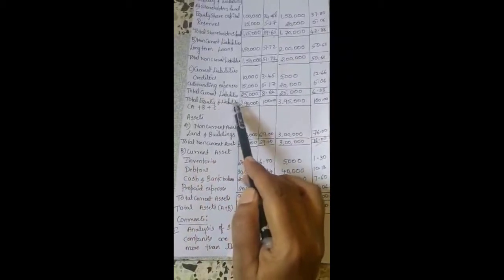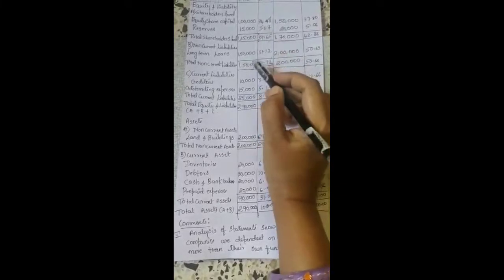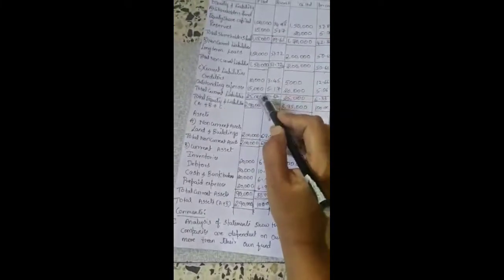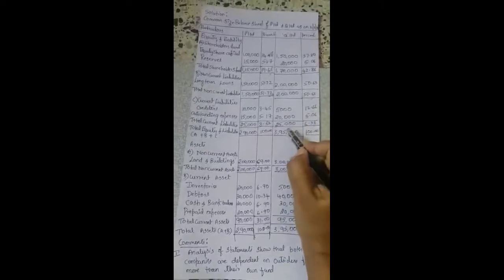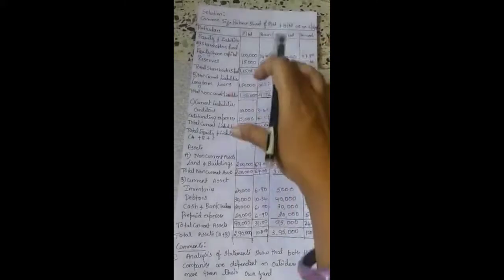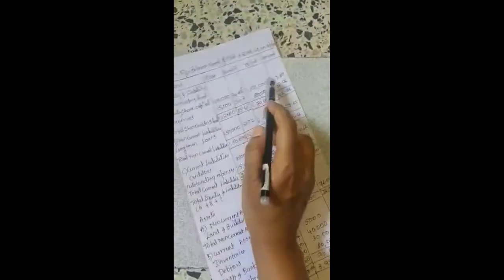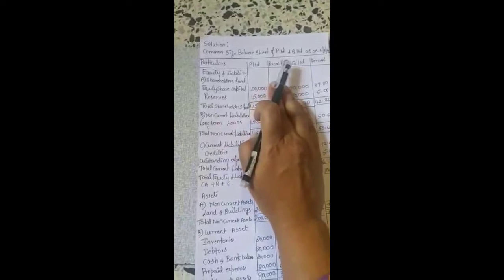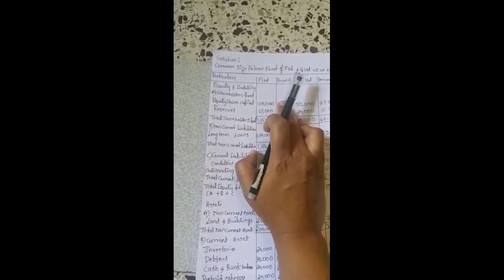Total equity and liability is nothing but the total of these three heads. 1,15,000 plus 1,50,000 plus 25,000, you will get 2,90,000 for P Limited. For Q Limited, 1,70,000 plus 2 lakh plus 25,000, total 3,95,000. After recording the amounts till here, start converting them into percentage. Start from the first. This column was empty, so we have to convert it into percentage and write the same here.